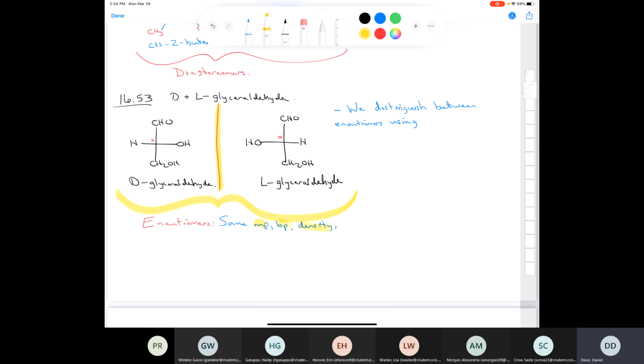All right. I see that somebody just wrote optical activity. Yes. Okay, we use optical activity. Because each enantiomer is going to rotate plane polarized light by an equal amount, but in the opposite direction. Now, I don't have the optical rotation of D and L glyceraldehyde memorized. It's probably in the book. I don't know.